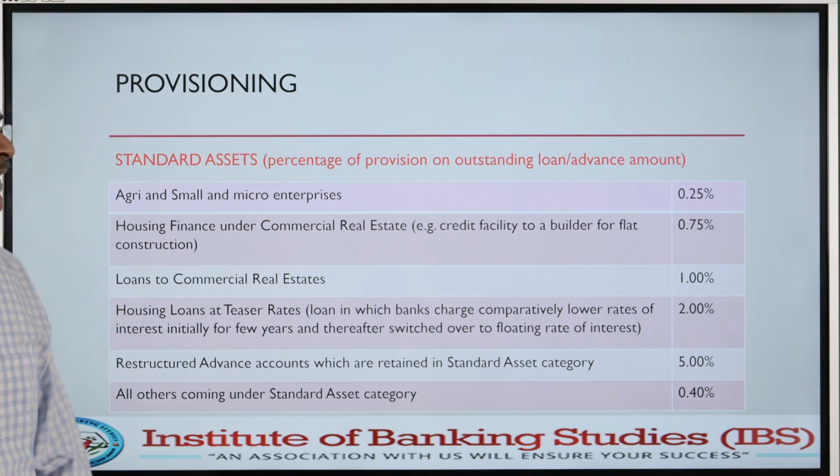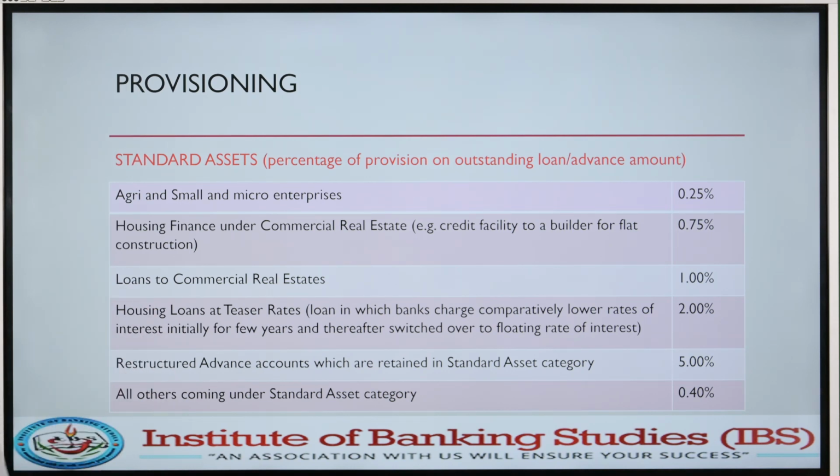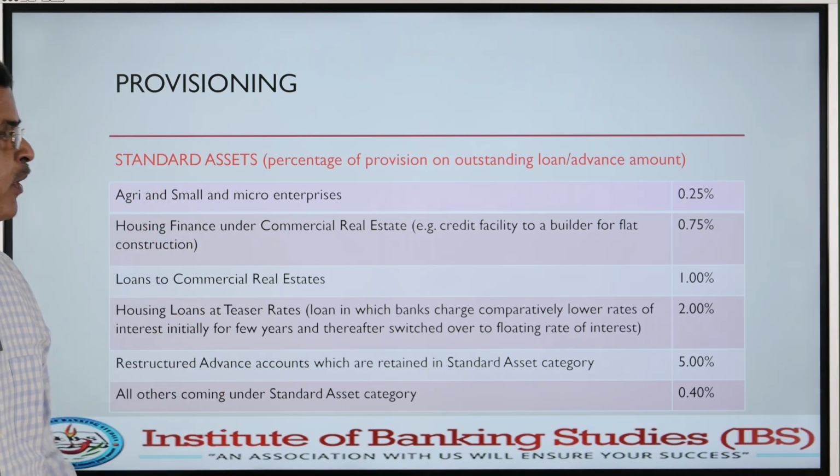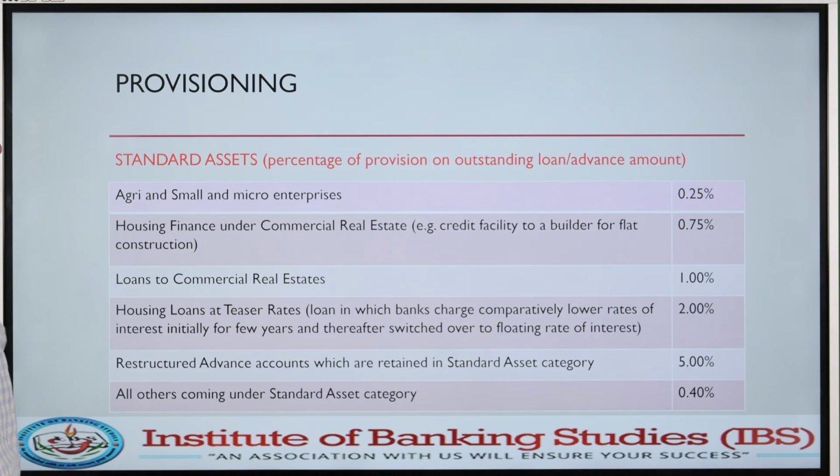Now we will examine the percentage of provision required for standard assets. For standard assets which are not categorized as non-performing assets, a certain provision requirement is insisted upon by the Reserve Bank of India. First, for agricultural and small and micro enterprises, the provision required is 0.25% of the loan outstanding. Housing finance under commercial real estate attracts a provision of 0.75%. Loans to commercial real estate attract a provision of 1%.